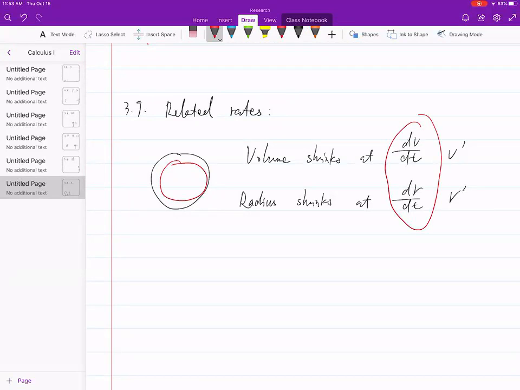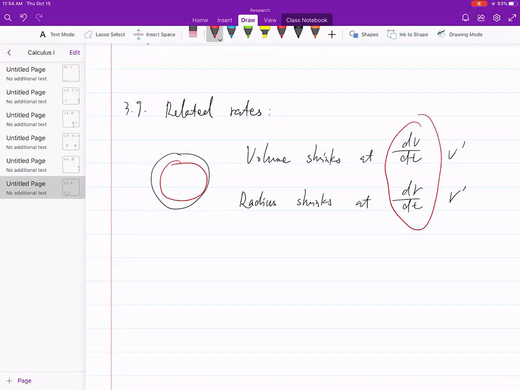Does it make sense? You have 4 things changing right now. If you know one of them, can you know the other 3? Because they're related. Sounds good? That's the idea of related rates. You have 2 rates, and they are related somehow. So if you know one rate, you can find the other.